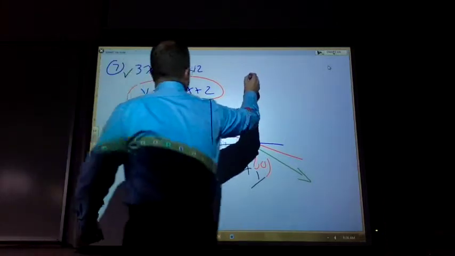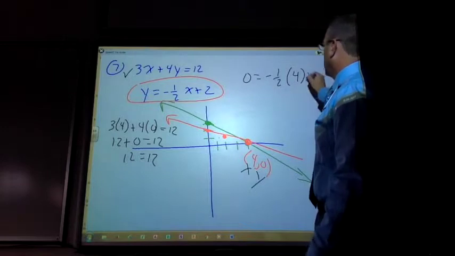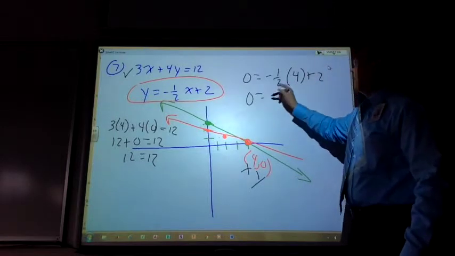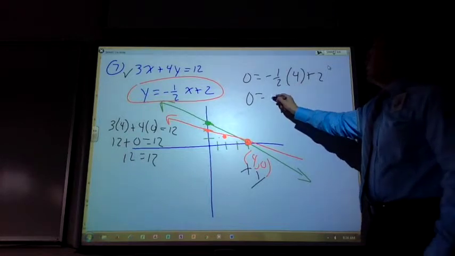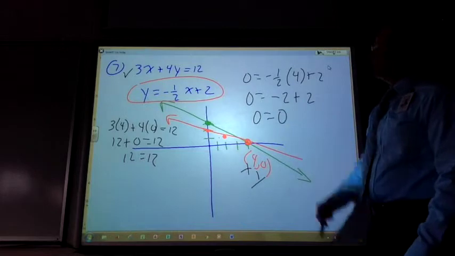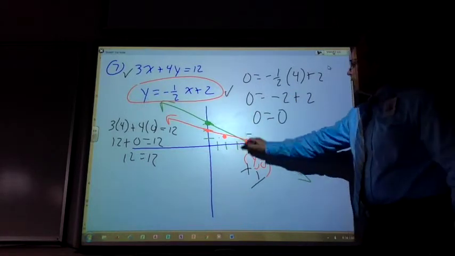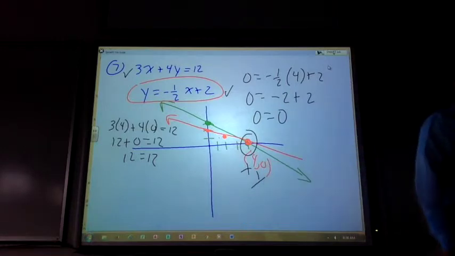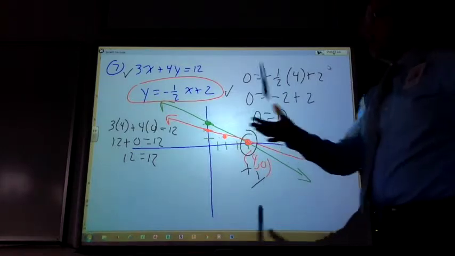So I'm going to get 0 is equal to negative 1/2 times 4 plus 2. What's half of 4? 2. What's negative half of 4? Negative 2. Is negative 2 and positive 2 combined together 0? Yeah. Is 0 equal 0? So it works here. Is that the solution? That is my solution. Maybe. I don't know yet.